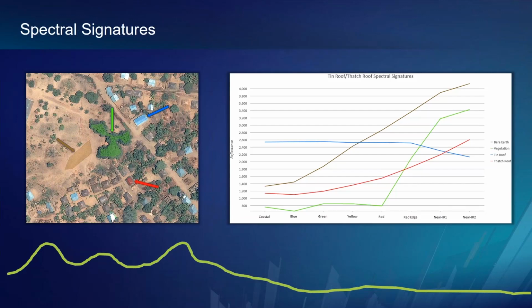Here we have an example where we're looking at bare earth, vegetation, tin roof, and thatch roof, as we can see in the image to the left. It's color-coded. At the bottom of the x-axis, we can see the different frequencies of the electromagnetic spectrum. We see blue and green to the left, and then red and near infrared to the right. We can see that there's a difference in these spectral signatures across these different frequencies. For example, a tin roof is going to reflect energy very differently than bare earth or a thatch roof. We'll dig into this example a little bit later.